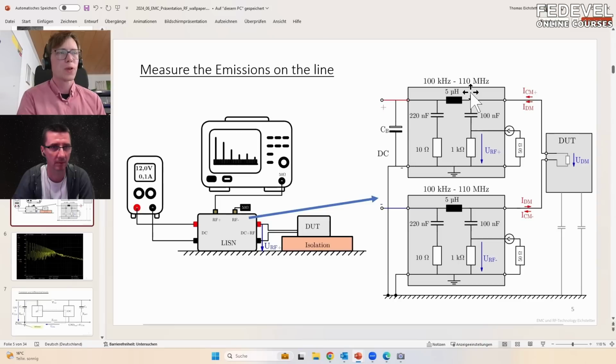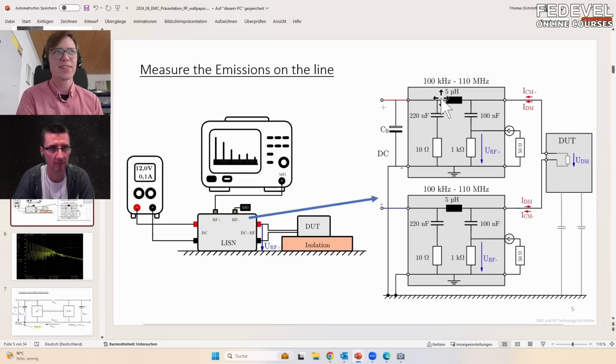Good. In the end, when you are not measuring one of the lines, you have to terminate them with 50 ohms, so that you are again measuring the same all the time, because the RF, when it goes to the inside, will see this high impedance, and when you don't connect the 50 ohm, you will actually see this high impedance, and the other way around, you have these 50 ohms.